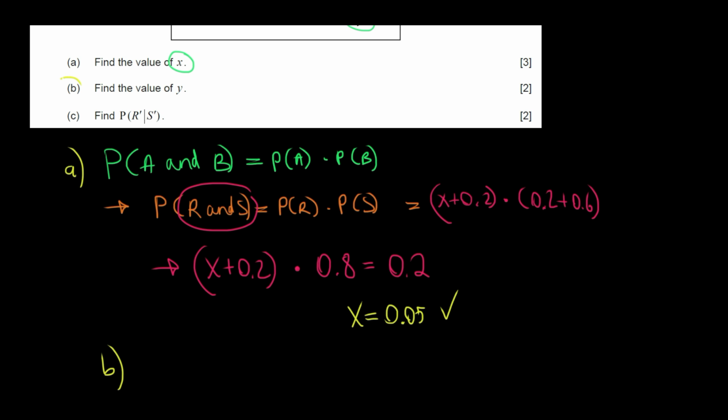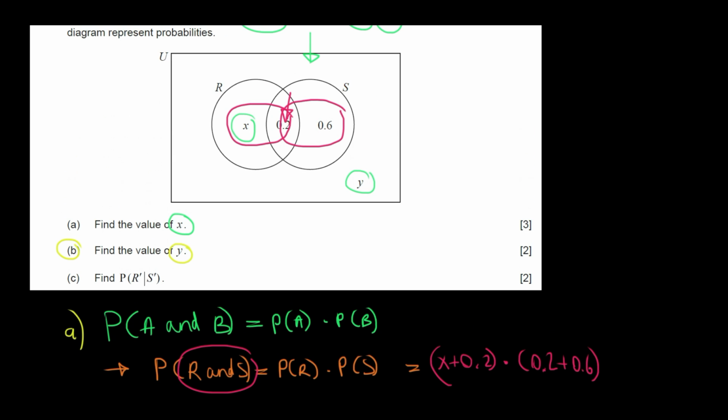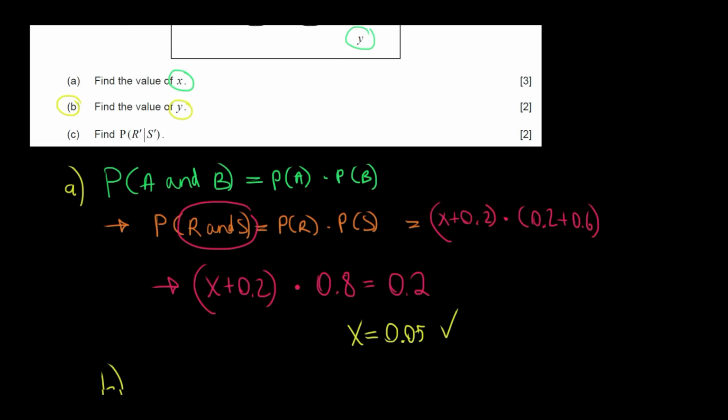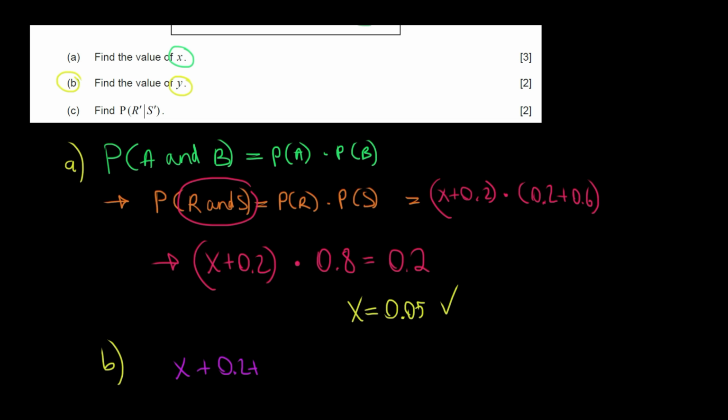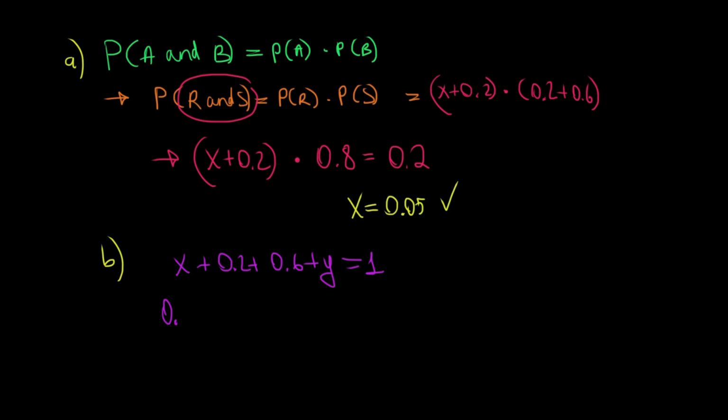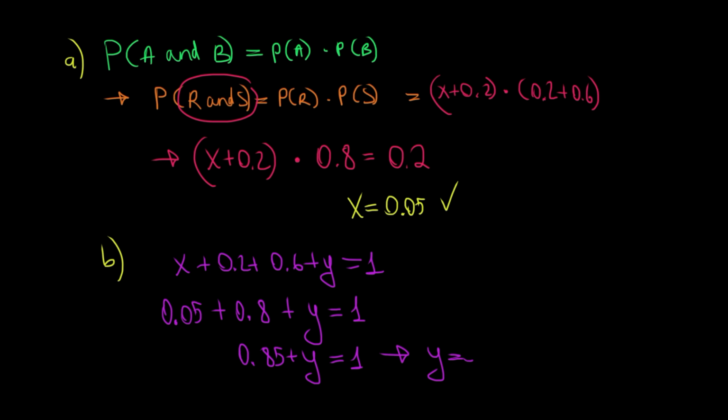Let's have a look at question B. Find the value of Y. Well, we know one thing about probabilities in a Venn diagram. The sum of all the probabilities must be equal to 1. So the sum of all the values inside this Venn diagram must equal 1. That means X plus 0.2 plus 0.6 plus Y equals 1. X is 0.05, so we're going to substitute that, plus 0.8 plus Y equals 1. 0.05 plus 0.8 is 0.85 plus Y equals 1, so Y equals 0.15. There's that, we did it.